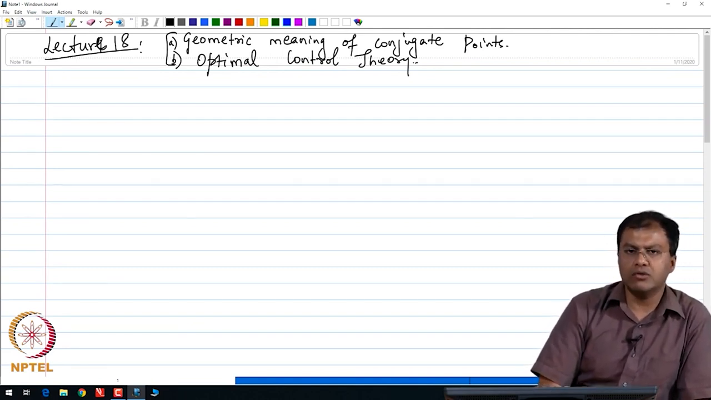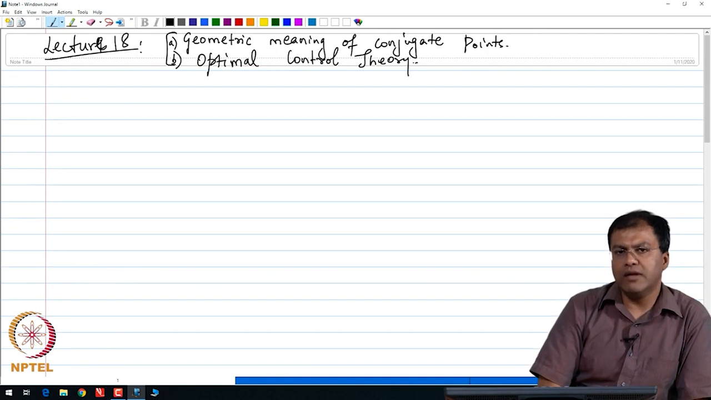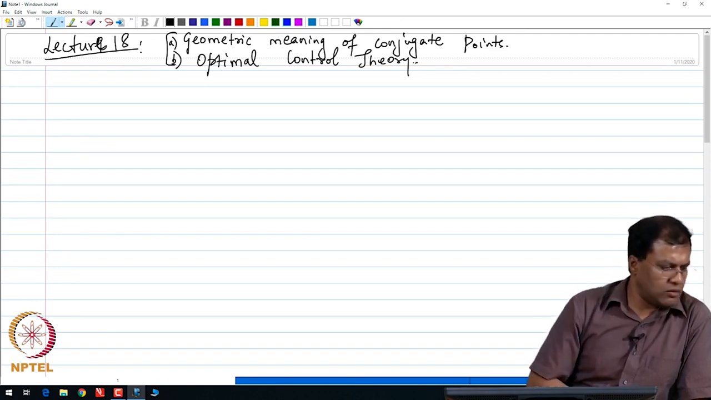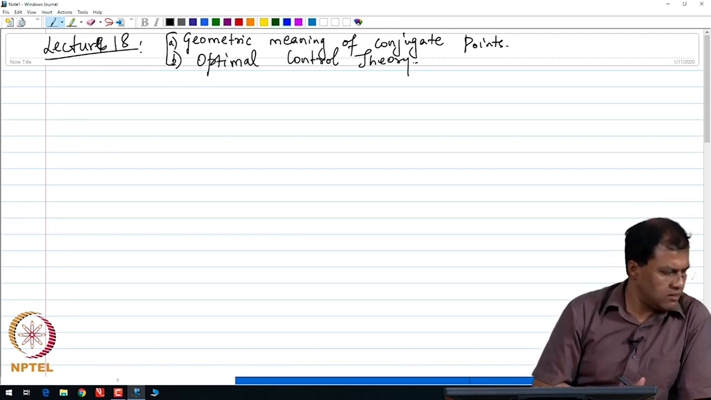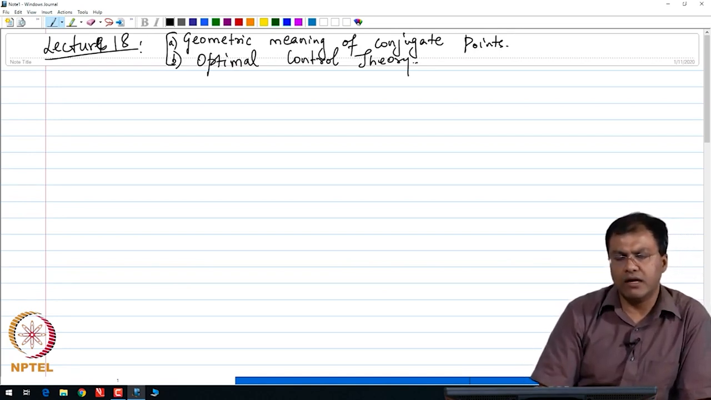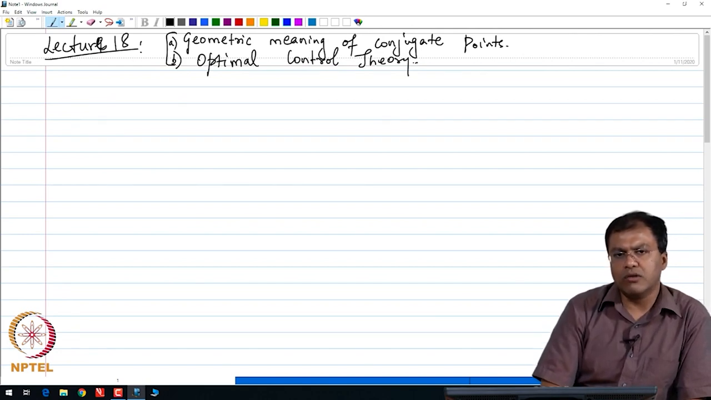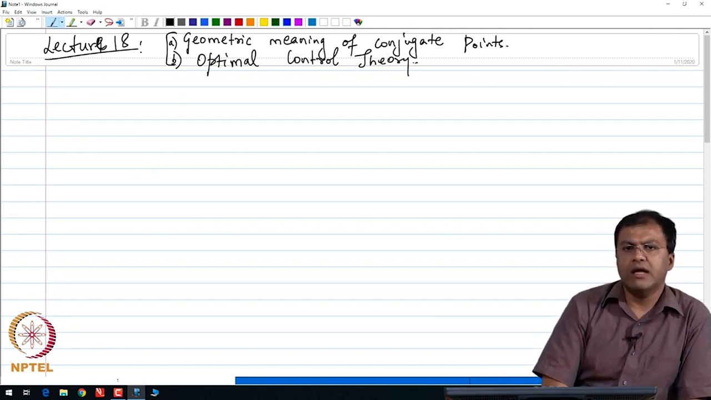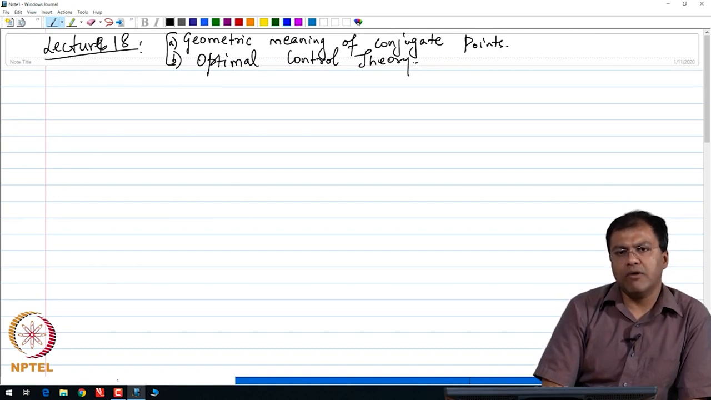So, what are these conjugate points? We saw that the moment we have non-zero or non-trivial conjugate points, we are guaranteed that the extrema that we find will neither be a minima nor a maxima, right. So, the question is, what are these conjugate points? I am going to right away give the result and I will show this result using some analysis. It turns out that the locus of these conjugate points represent an envelope of the family of extremals.